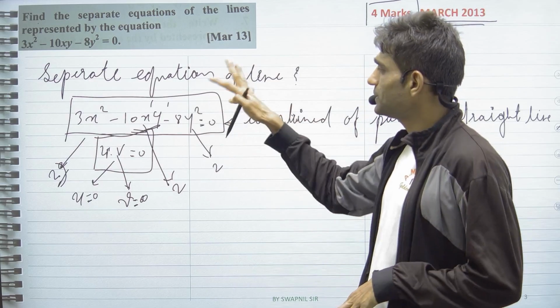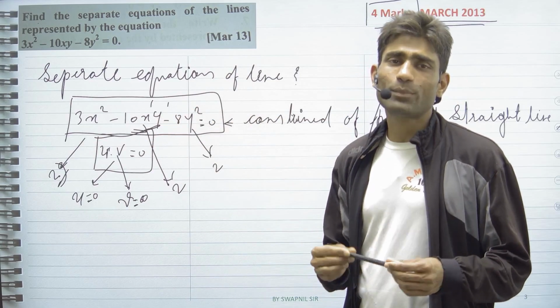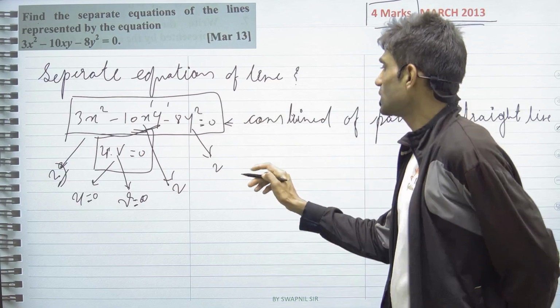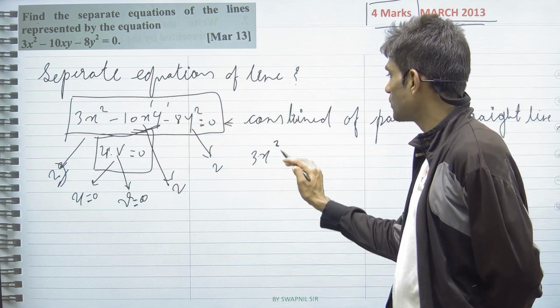Now first of all we try to factorize our equation and find the separate equations. So 3x square, keep it as it is, because we don't have to do anything with that 3x square.